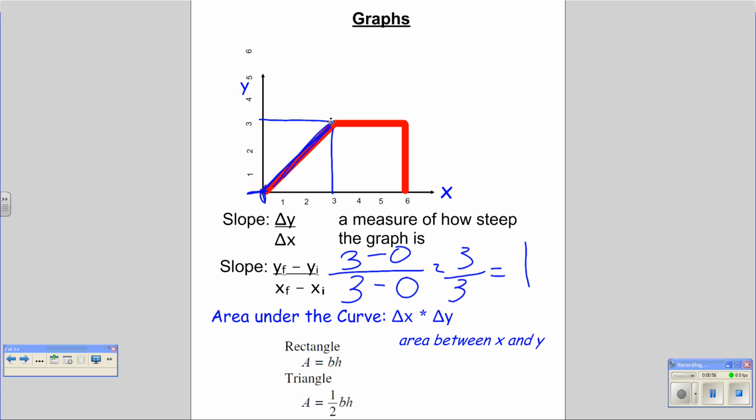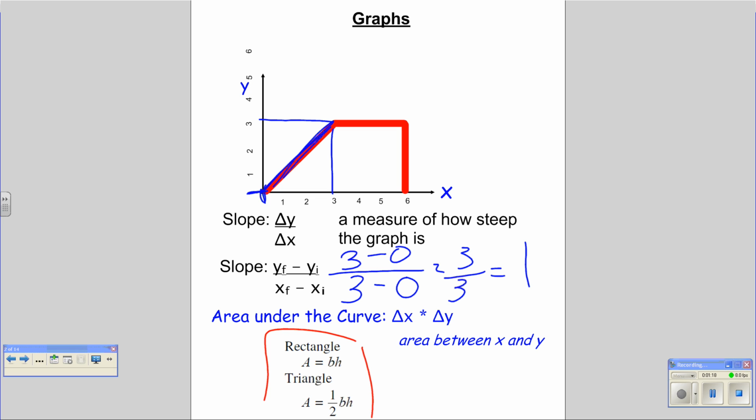Okay, the other important part is the area under the curve. Now the area under the curve is the same kind of idea as x times y. If we have a triangle, you need to remember to multiply that by 1/2. This, in the red square, is in your reference table. So if you ever can't remember how to find the area, those are important.